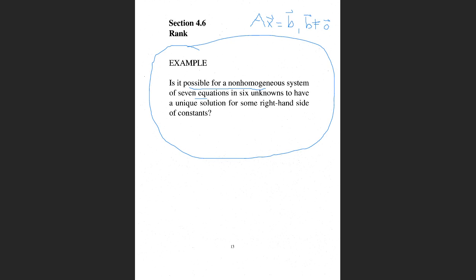So we're wondering if we had a non-homogeneous system of 7 equations and 6 unknowns, is it possible for that system to have a unique solution for some right-hand side of constants? What theorem are we going to need to use to help us here? What special theorem from section 4.6? The rank theorem. That's right, Solomon. Well, let's go ahead and look at the solution.